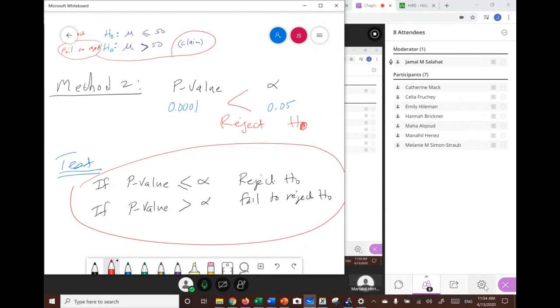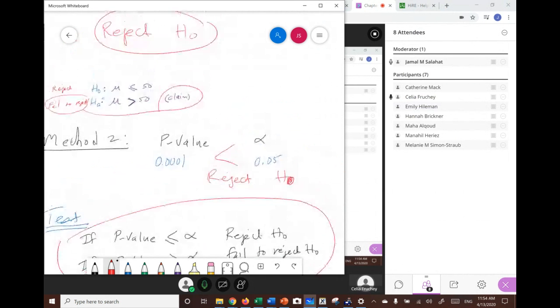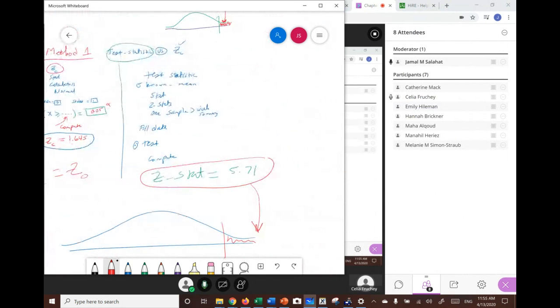Any questions? How did you get the p-value's number? Okay, 0.001. Okay, I followed the same steps to find the Z statistic. It's the same thing. Let me repeat those steps.